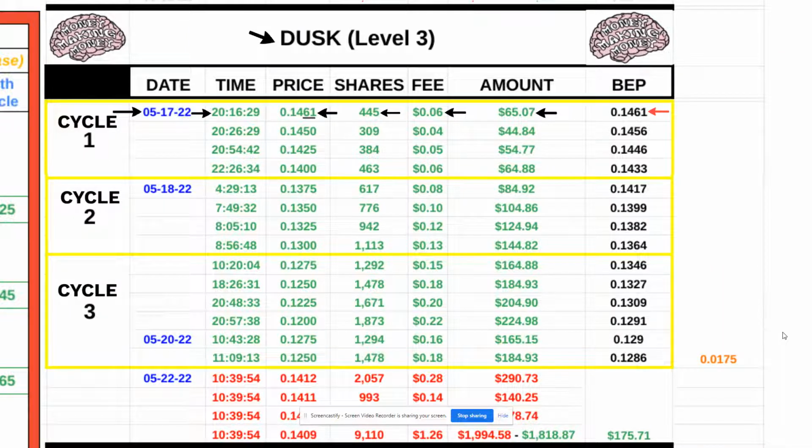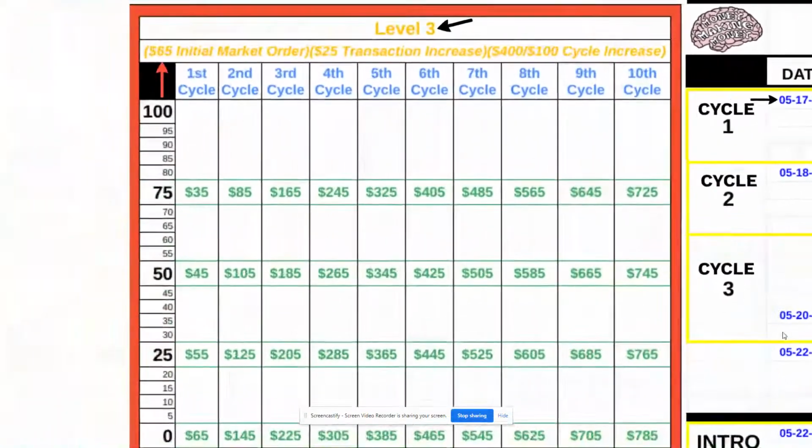So I'm looking at the last, this is tenths, this is thousandths, so I'm looking at the last 2 digits. All right, so I go to the chart, plug that 61 in. So I start right there, and my next purchase price is at the 50. And I'm gonna buy $45 worth.